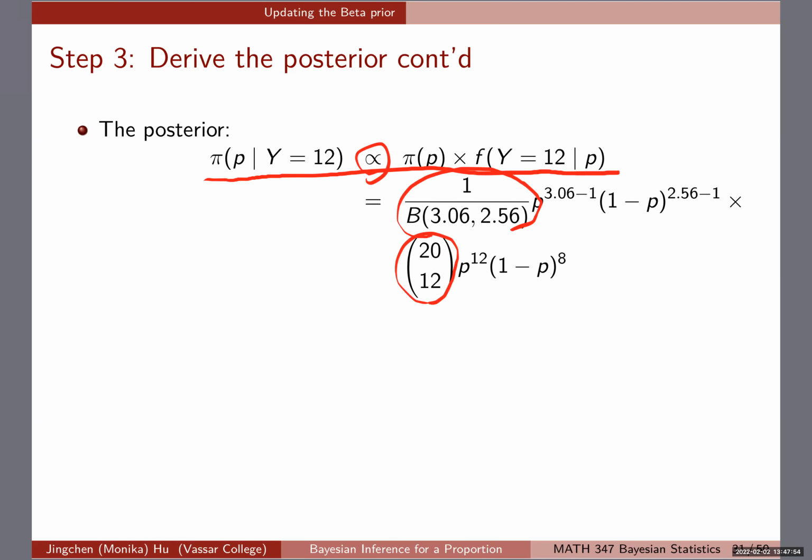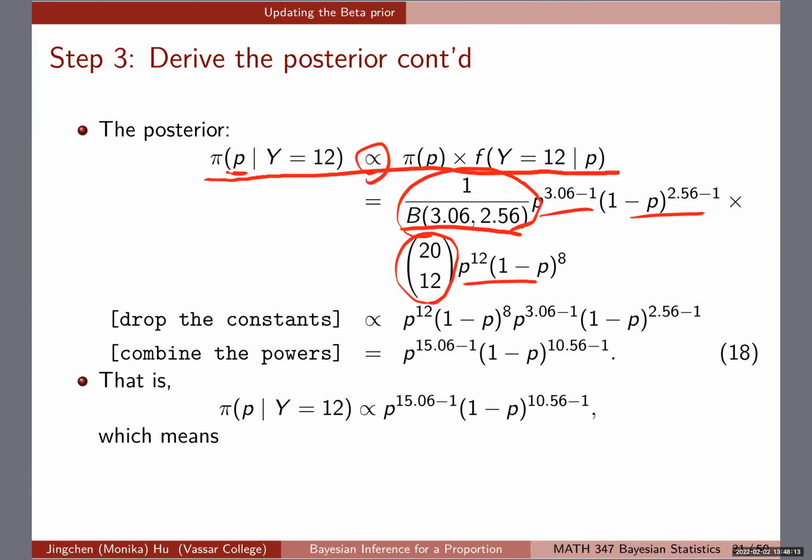They're a constant. So the natural next step is, well, we have those P terms. So this is a function about P. So we're still going to keep everything about P going on. But 1 over the B, as well as 20 choose 12, they're constants, so they can also go into the proportional sign. Okay, so that will be what we do next. So this is what I mean by drop the constants, because they're constant in terms of P. We don't need to worry about it.